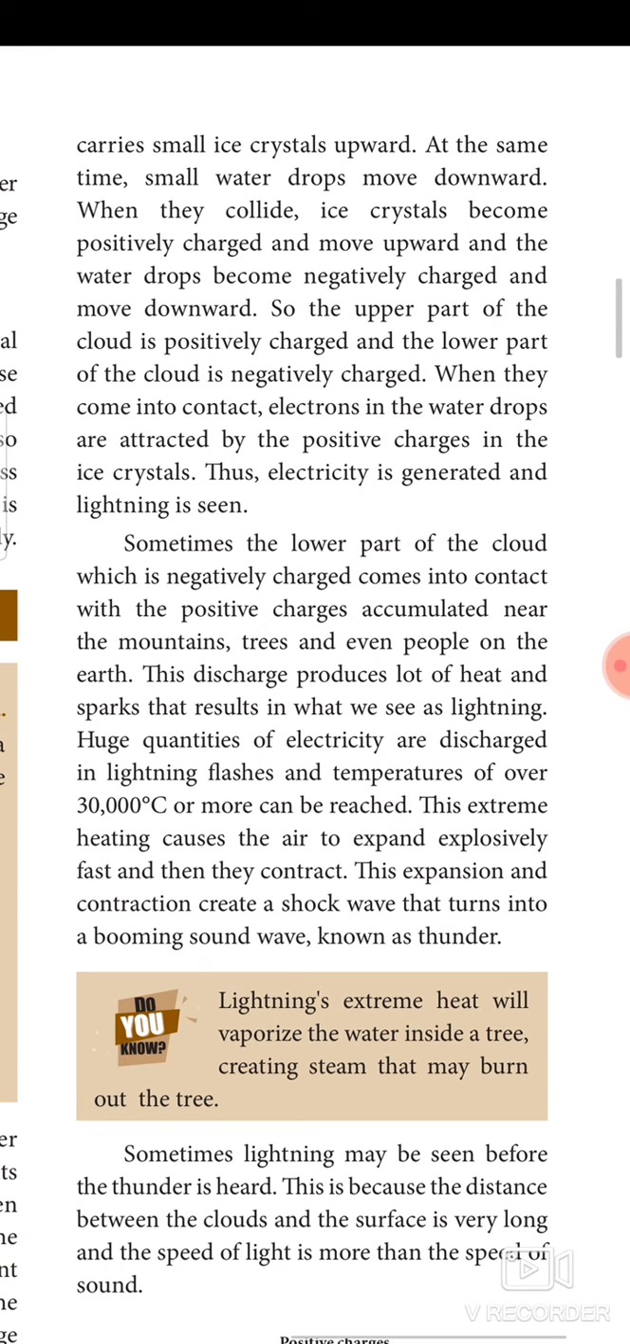When they collide, ice crystals become positively charged and move upward, and the water drops become negatively charged and move downward. So the upper part of the cloud is positively charged and the lower part of the cloud is negatively charged. When they come into contact, electrons in the water drops are attracted by the positive charges in the ice crystals. Thus, electricity is generated and the lightning is seen.